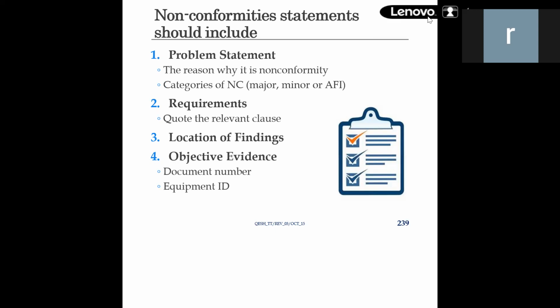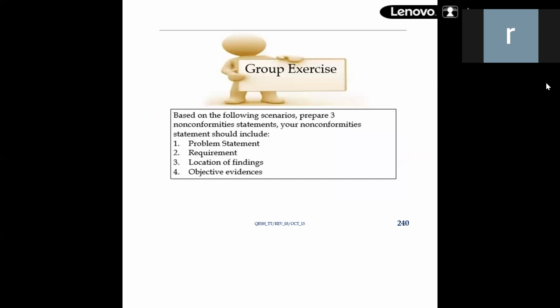Okay, a non-conformance statement should include a problem statement, the reason why it is a non-conformity, the category of the NC, whether major, minor or opportunity for improvement. Then you need to put up a recommendation and quote the relevant clauses. What is the location of the findings? What objective evidence did you check? What are the document numbers and equipment IDs, those things. Let's say the procedure says you have to complete this, but when people are doing it, they never follow. There's no procedure followed. So this is objective evidence. Then, based on the following scenario, prepare three non-conformities that should include a problem statement, recommendation, location of findings, and objective evidence.